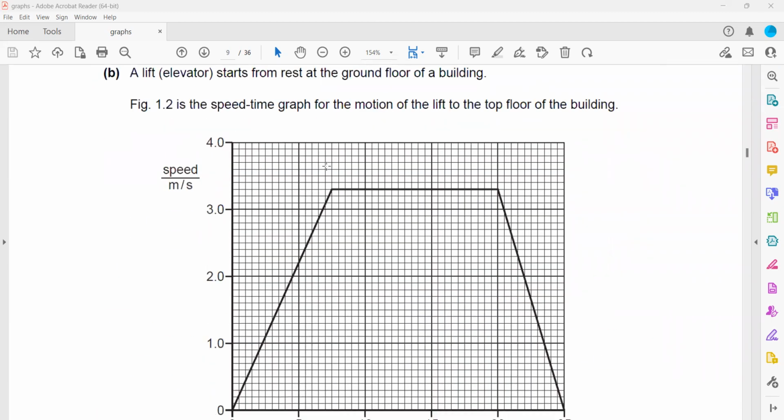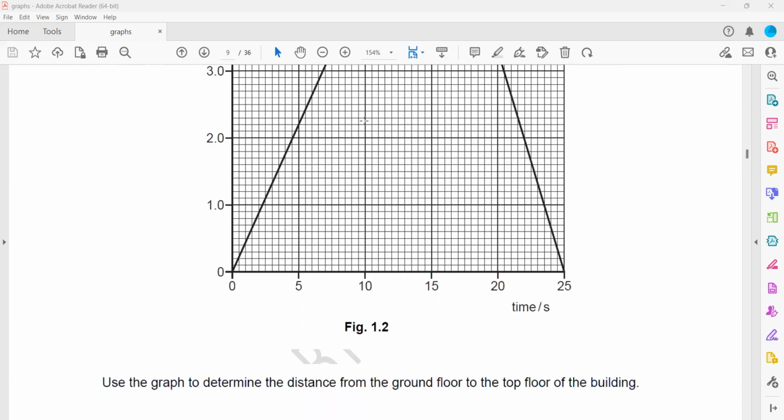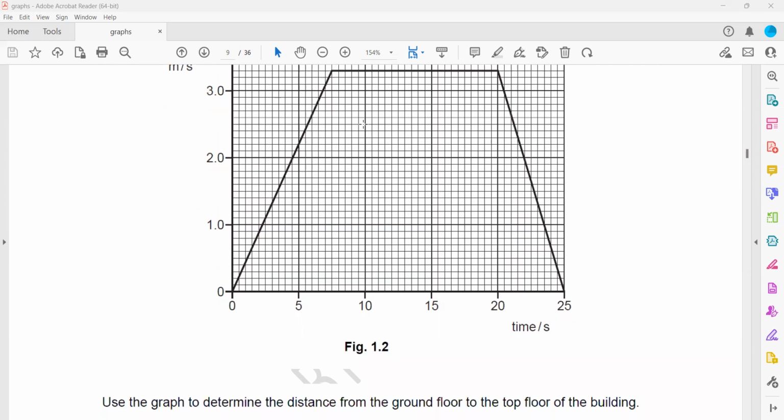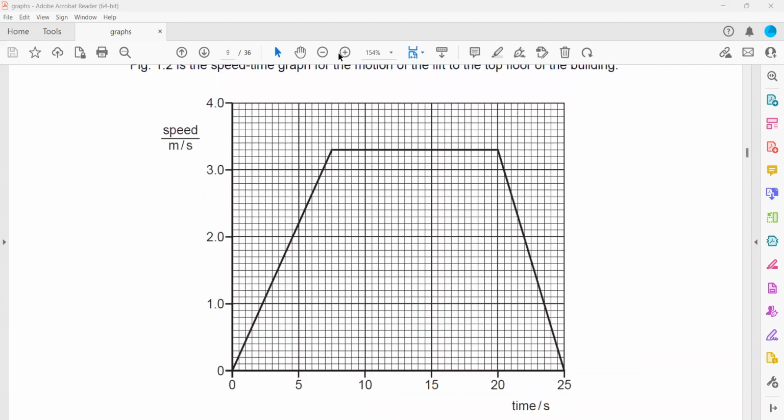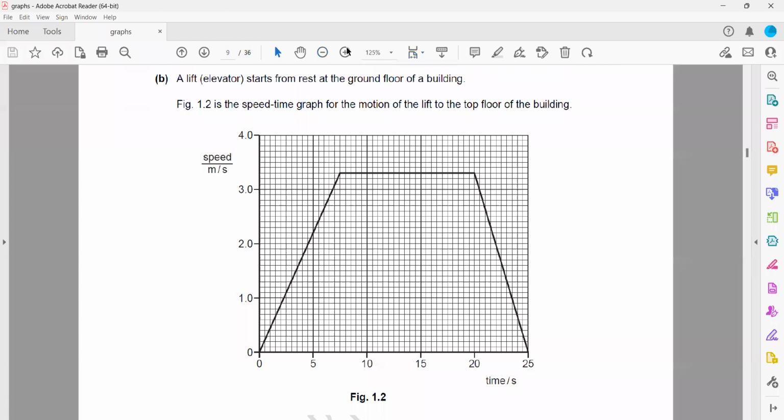In part B, a lift or elevator starts from rest at the ground floor, and a speed time graph for the motion of the lift to the top floor of a building is shown. Use the graph to determine the distance from the ground floor to the top floor. So if a speed time graph is there, and we need the distance, we always take the area under the graph. You can divide this figure into three parts: the first one is a triangle, then a rectangle, and then another triangle.